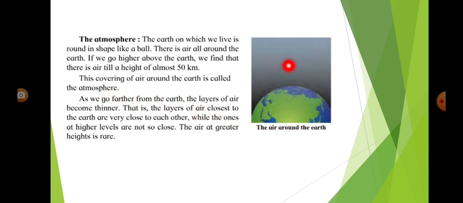Over here you can see, as we go farther from the earth, the layers of the air become thinner. That is, the layers of the air closest to the earth are very close to each other, while the ones at higher levels are not so close. The air at greater heights is rare.